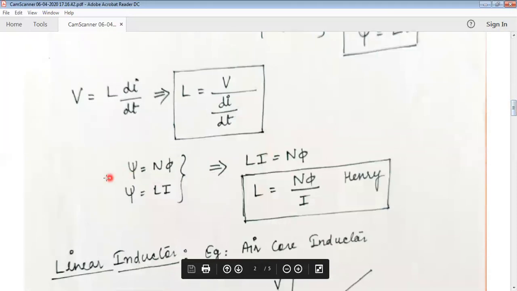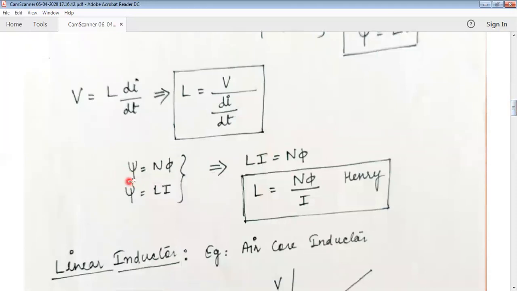Also, see here, your xi, the flux linkage, equals the total flux linkage across all the number of turns present in a coil. And flux linkage also equals L i. So from these two equations, you can write that L i equals N phi. So L, the inductance, will be N phi by I, the total flux linkage divided by current. That is the inductance, and the unit of inductance is the Henry.